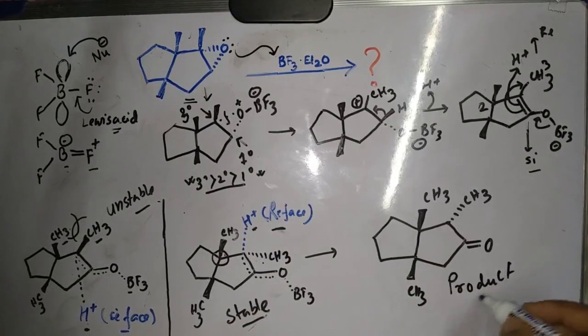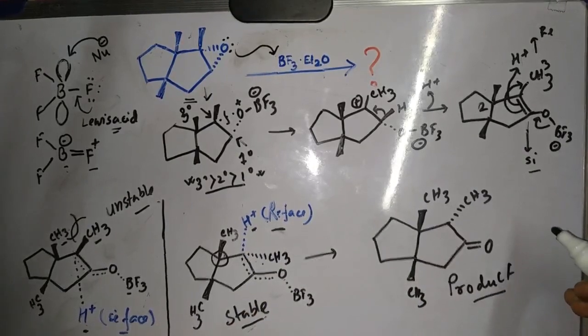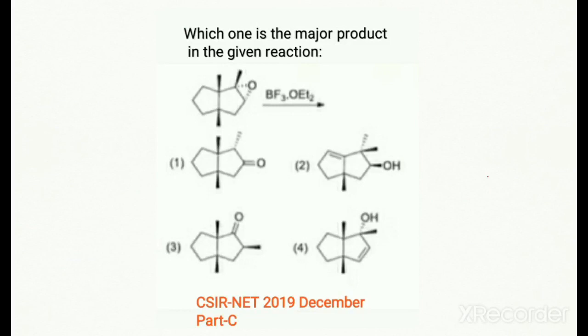So hope guys you understand this mechanism. So guys, if you see carefully, you can understand this option number 4 will form if 1 degree carbocation will generate while the epoxide ring will break. But actually 1 degree carbocation is less stable compared to 3 degree carbocation, and hence 1 degree carbocation formation will not happen. So therefore option number 4 will not form.